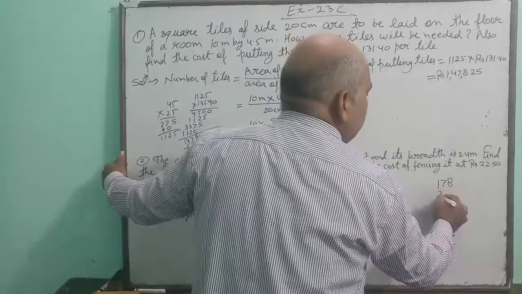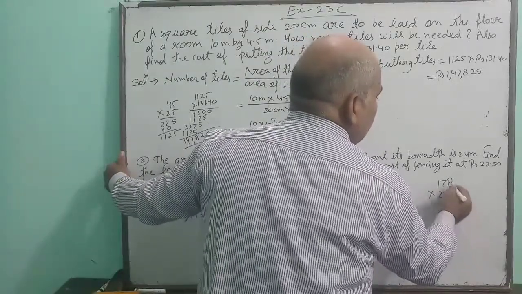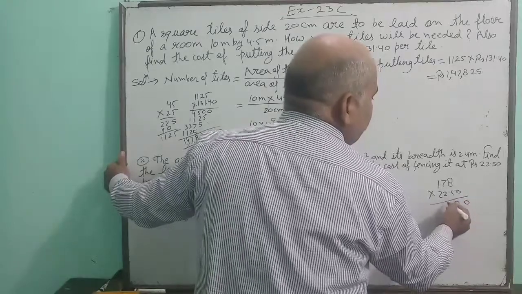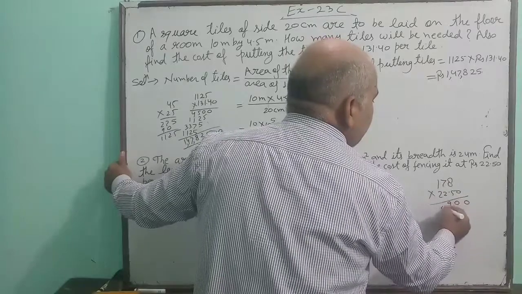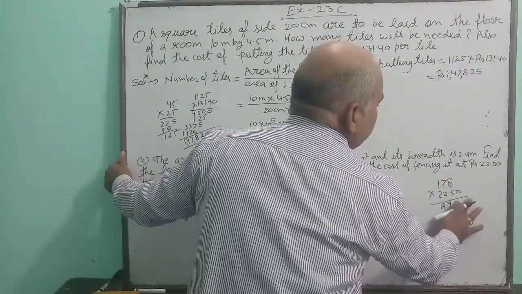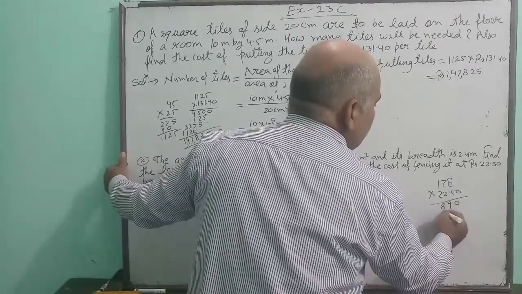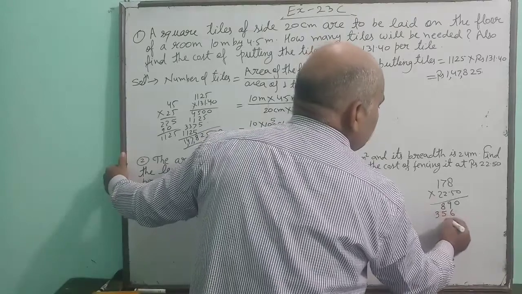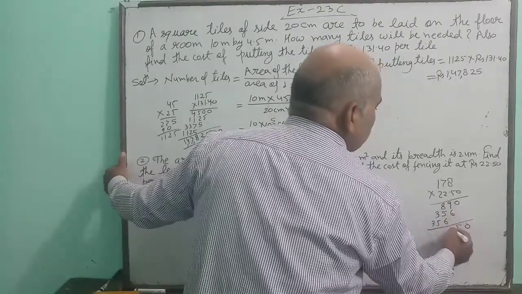178 is multiplied by 22.50. 5 into 8 is 40, 1 carry on. 5 into 7 is 35 plus 4 is 39. 5 into 1 is 5 plus 3 is 8. 2 into 8 is 16. 2 into 7 is 14, plus 1 is 15. 2 into 1 is 2 plus 1 is 3.